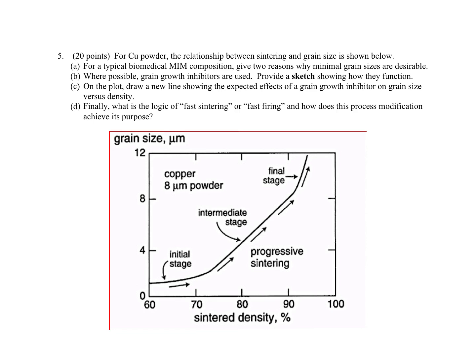Any real differences? Probably not. Where possible, grain growth inhibitors are used. Provide a sketch showing how they function. So we do have grain growth inhibitors in metallurgical systems. We want to know how they keep the grains from growing, just as we want to know why having grains grow is really bad under some circumstances.